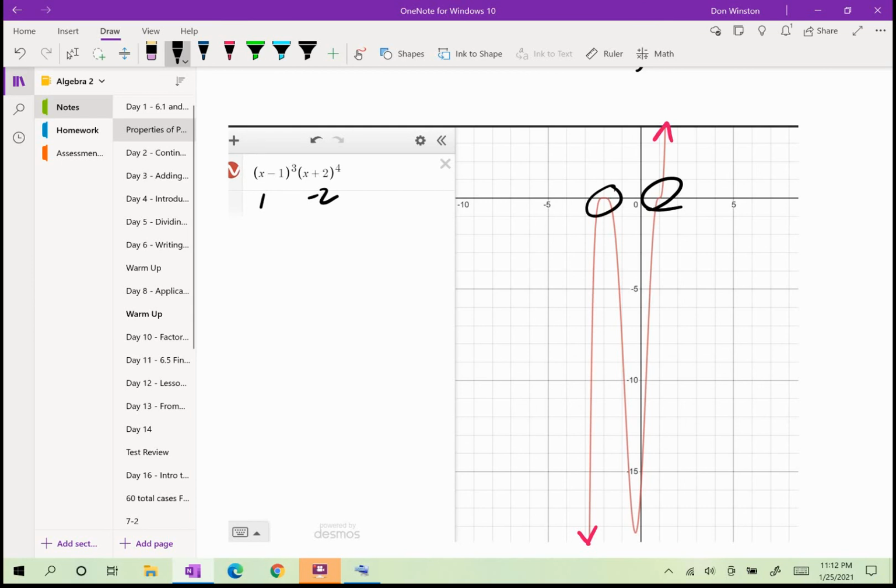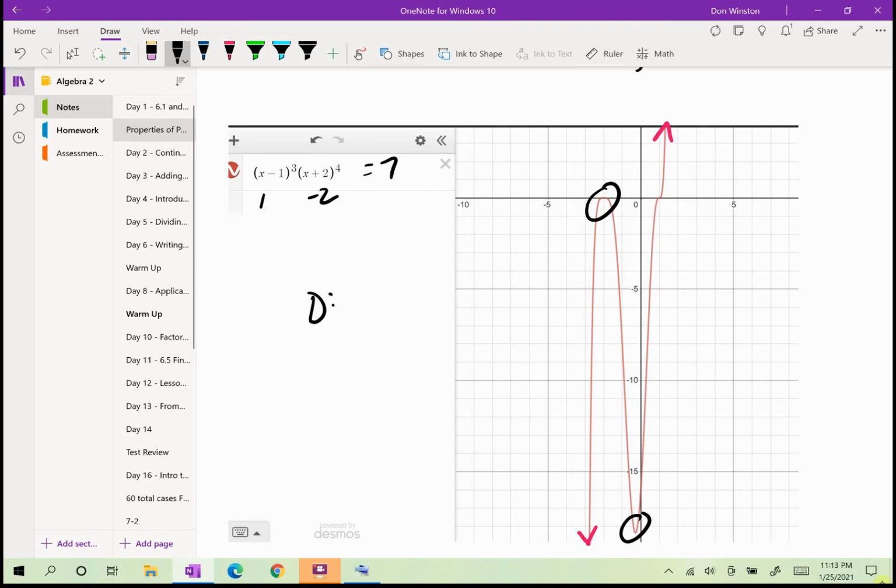The degree of that polynomial, 3 plus 4, is equal to 7. It's an odd degree polynomial. It will have no global minimums or maximums. But it does have a local max here, and it does have a local minimum there. But odd degree polynomials never have a global minimum or maximum.